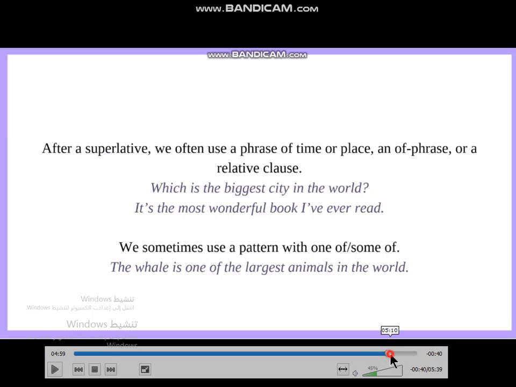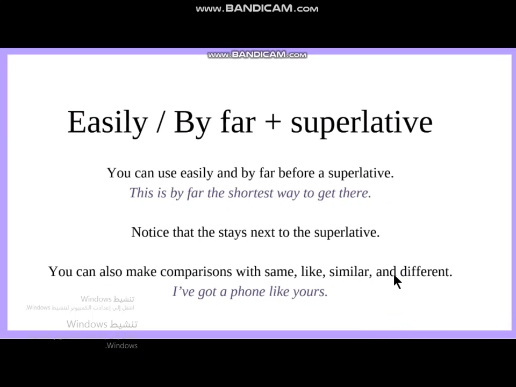Okay, so easily and by far plus superlative. We can use easily and by far before a superlative. Like, this is by far the shortest way to get there. Note that the stays next to the superlative.